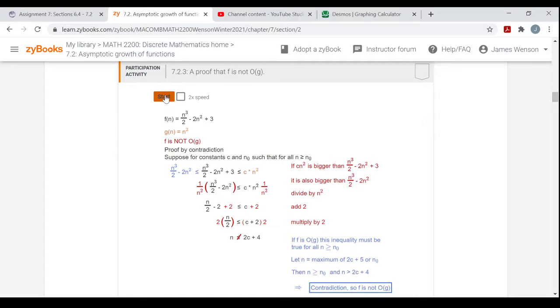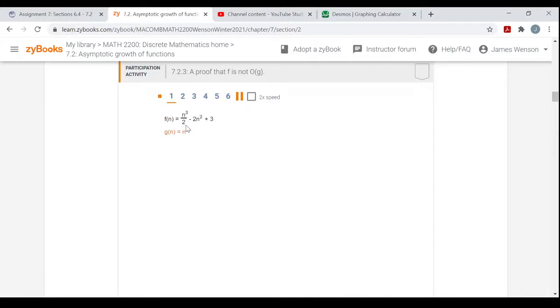All right, so I'll play this here for you. So I have f is n cubed over 2 minus 2n squared plus 3. Now this is a degree 3 polynomial. g here is a degree 2. Now a degree 3 polynomial will grow faster than a degree 2. So no matter what positive number I multiply this by, it's still a degree 2. So n cubed, a degree 3, will always eventually be bigger. So that's the explanation in words of what we're saying when we say f is not O of n squared.